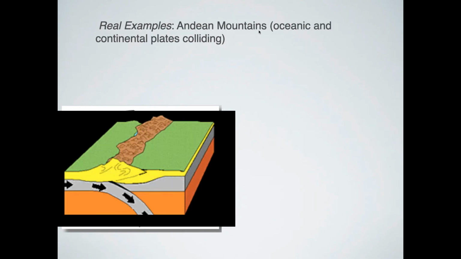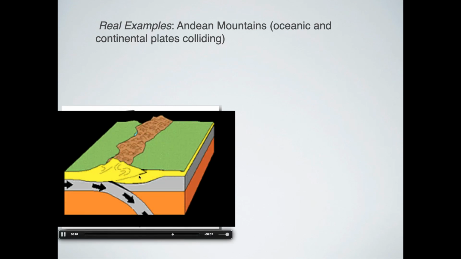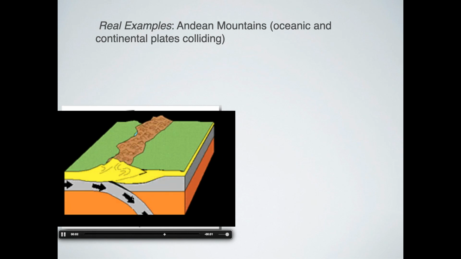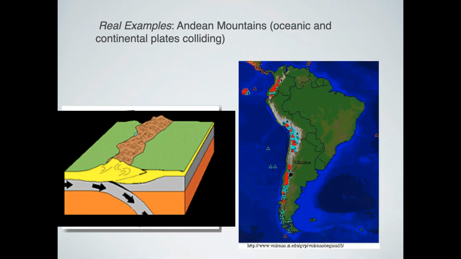Another great one is the Andean Mountains. That's an oceanic and a continental plate colliding. And so in that situation, you end up with a mountain range forming, right? And also normally because of the melting part here, because there is a losing plate, you get a ton of volcanoes that are also found along that ridge.